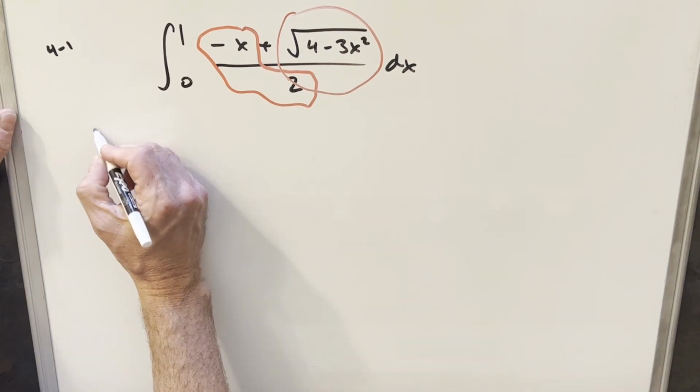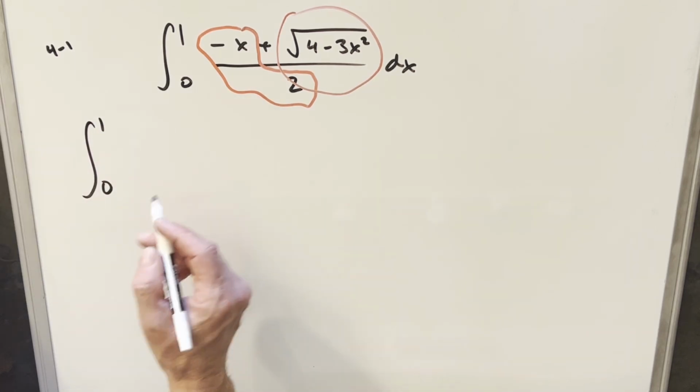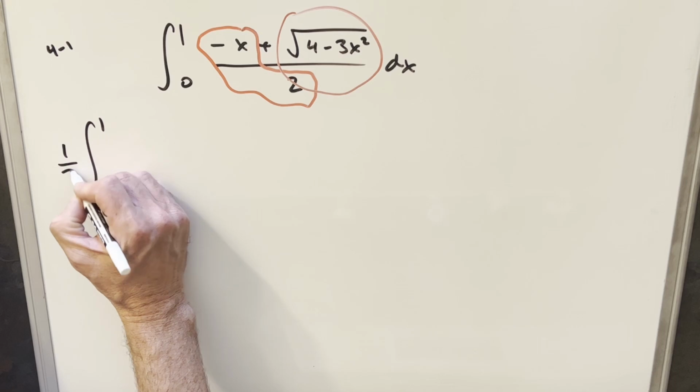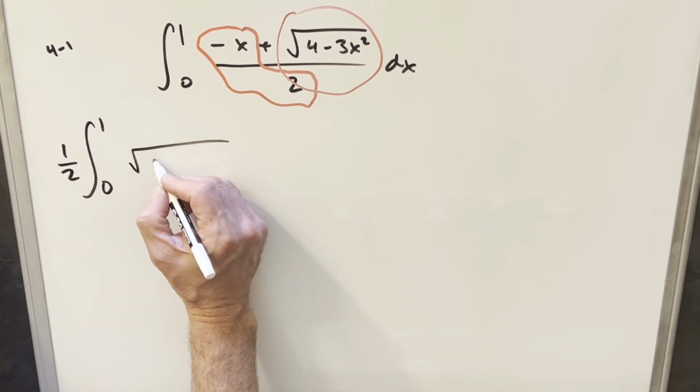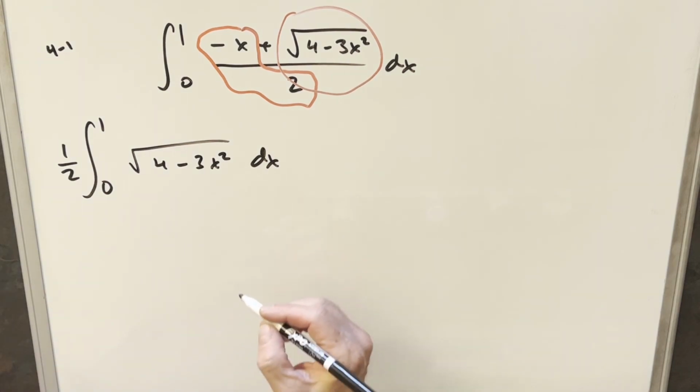Okay, so like I said, I'm really going to focus on just this second integral. I'll come back and integrate minus x over 2 later, but let's just focus on pulling the 1/2 out front and integrating 4 minus 3x squared dx. And for this, I'm going to want to do a trig substitution.